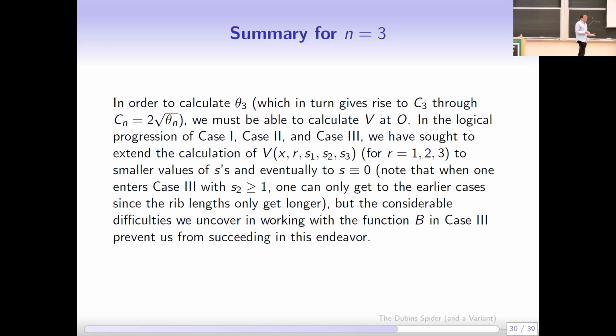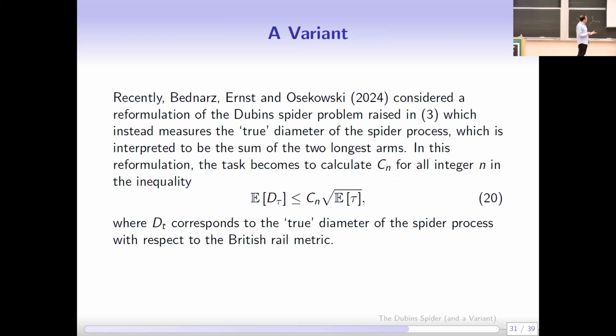So what did we do after that? Well, I want to end on a more positive note. So this paper was still published because it gives something new, but not a slam dunk paper. What do you do when you have an impossible problem? You make an easier problem. And the easier version of the Dubins Spider problem is the following.